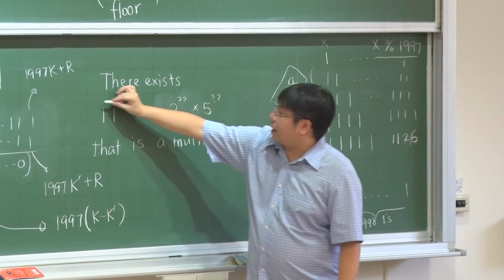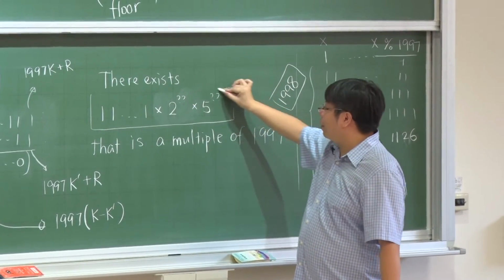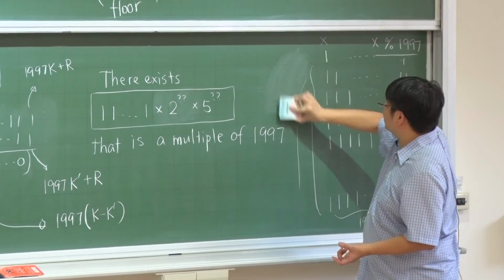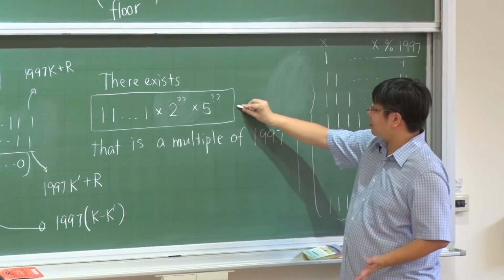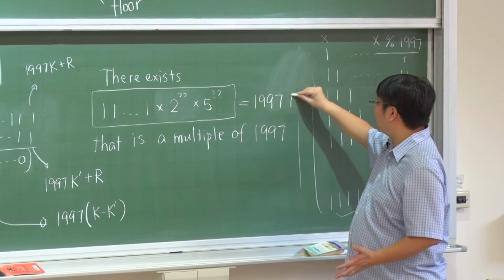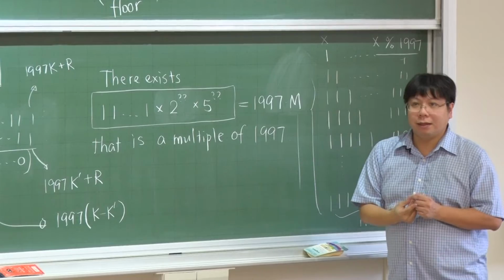Now I'm claiming that there is a number of this form which is a multiple of 1997. So it is equal to 1997 times some number, let's say m. Okay?